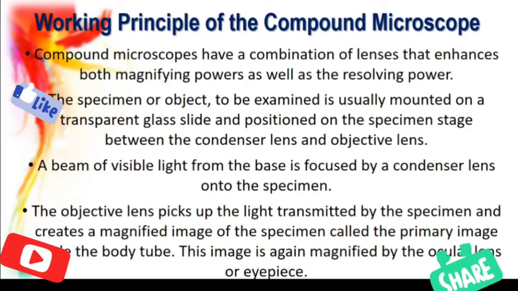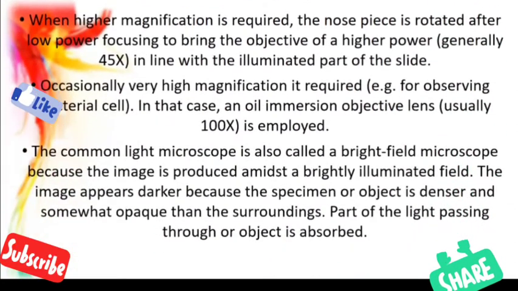The objective lens picks up the light transmitted by the specimen and generates a magnified image of the specimen called the primary image inside the body tube. This image is again magnified by the ocular lens or the eyepiece. When higher magnification is required, the nosepiece is rotated. After low power focusing, to bring the object to a higher power, it is from 15x to 45x, in line with the illuminated part of the slide. In higher power, we get a 45x illuminated specimen.